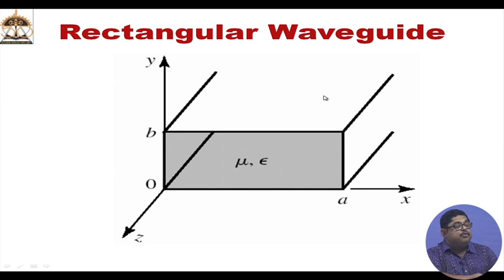So, there are 4 walls. One is the top wall, this is metallic, the bottom wall is metallic, this side wall is metallic, this side wall is metallic. Inside there is a hollow dielectric region, it may be air or may be completely filled with any dielectric. That is why we are saying that inside is a region through which the wave will go, that is a dielectric region. If it is not dielectric, it is free space.